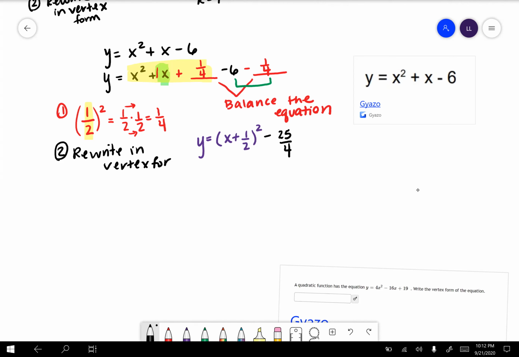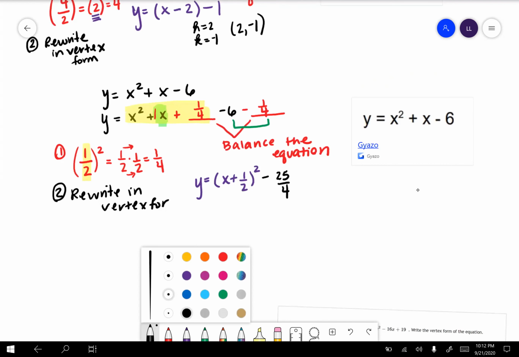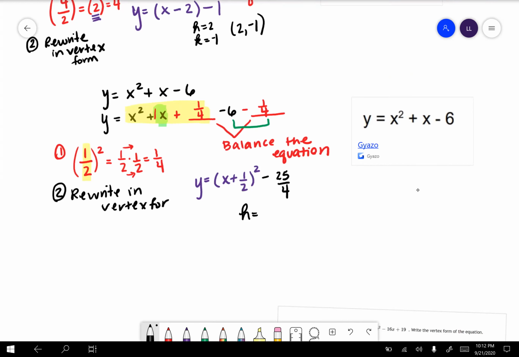And so there goes our vertex form. In this situation, H is negative because it says X plus 1/2. So H is going to be -1/2. K is going to be -25/4. So our vertex is -1/2, -25/4. And like I said before, you can graph this equation and check the vertex to see if that's what you get.